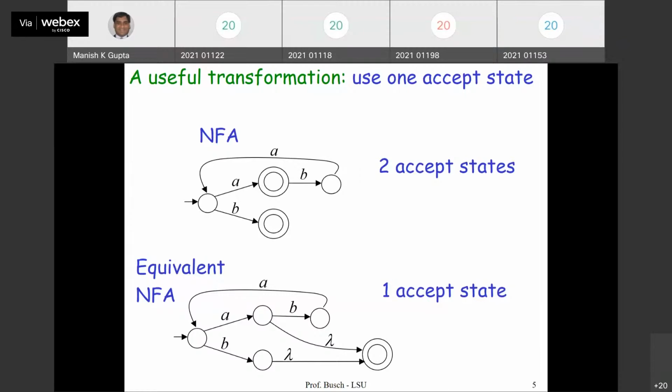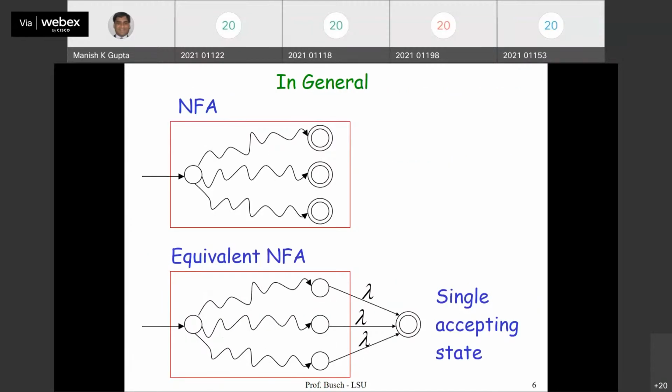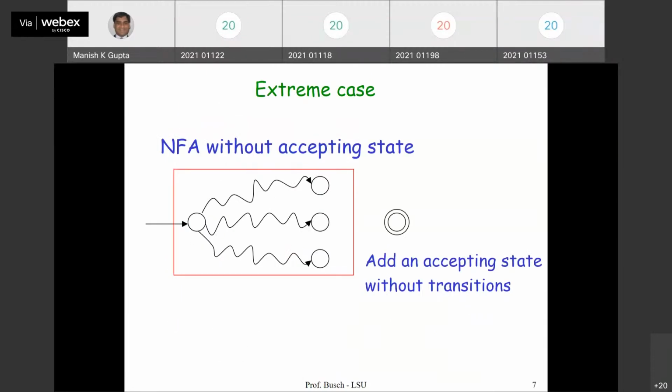So here it is. In general, we have an NFA with a bunch of accepting states and a start state. I am not worrying about what is in between; I am looking only at the initial state and the bunch of final states. The equivalent NFA is this trick: just take a single accepting state and add lambda transitions from each of the old ones. That is the trick. An NFA without an accepting state, or with an accepting state without transitions, is also a possibility in NFA, an extreme case.